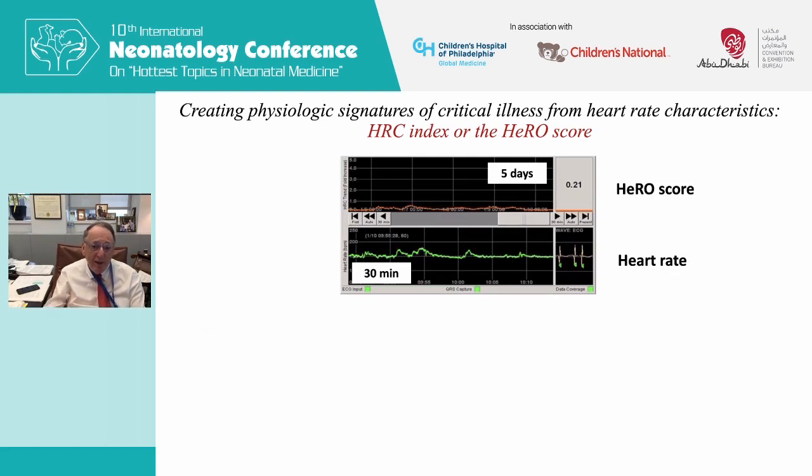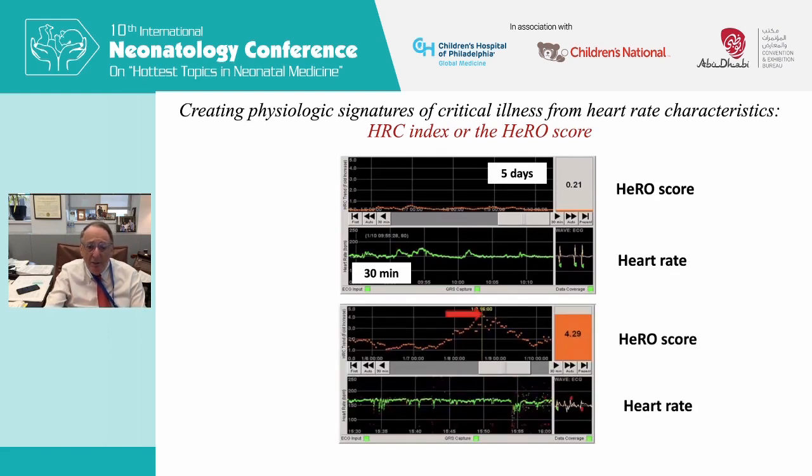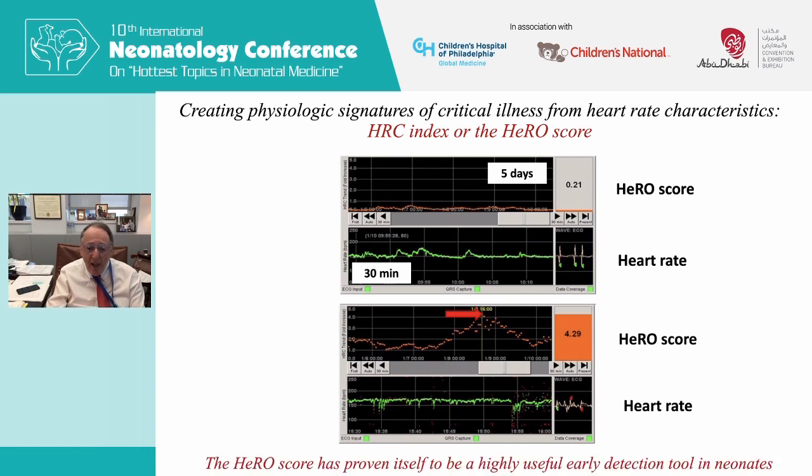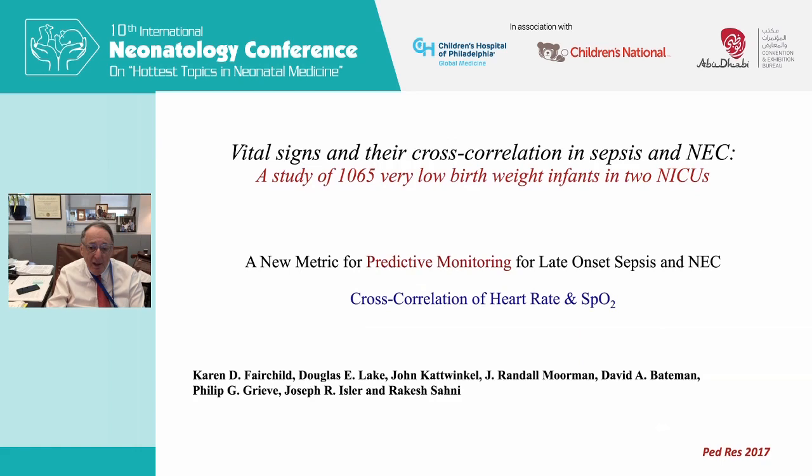This is what the HERO monitor looks like in a healthy baby. The HERO score is a number, nothing more than that. And the HERO score is low here. There is heart rate variability. And here's a baby who actually had an infection, where the HERO score goes up considerably. And if you look at the heart rate, you say to yourself, it doesn't look so bad to me. But you can see here, there are these brief periods of decelerations. Very hard or impossible to detect in the NICU, but using the HERO monitor, they're easy to detect through the algorithm. And it's used as an early detection system for sick babies.